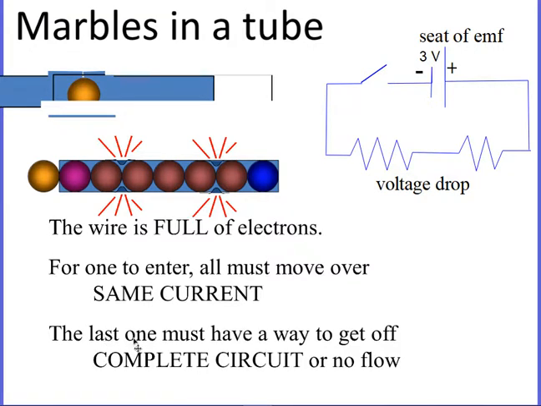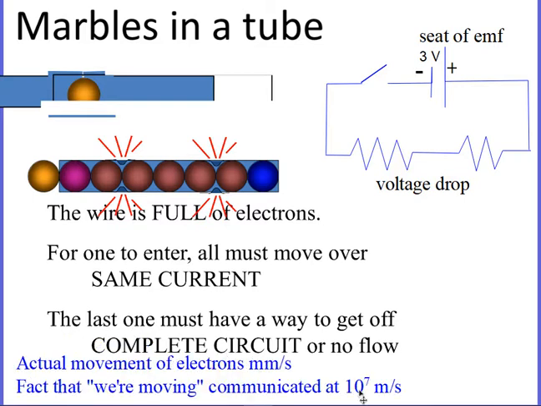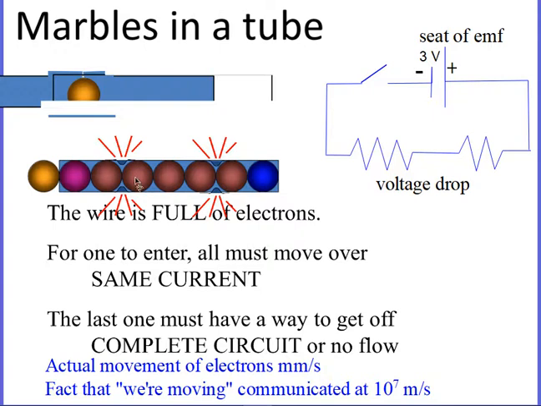Before we go on, I want to acquaint you with the fact that the actual movement of electrons in a wire is on the order of millimeters per second. They are crawling through the tube. But the fact that they're moving is communicated at about 1/10 the speed of light, very fast. If you close this switch, then the electrons start moving here almost instantly. Why? Because if they can move here, then they can move everywhere. It's marbles in a tube, and that fact of motion gets moved through the wire very fast.